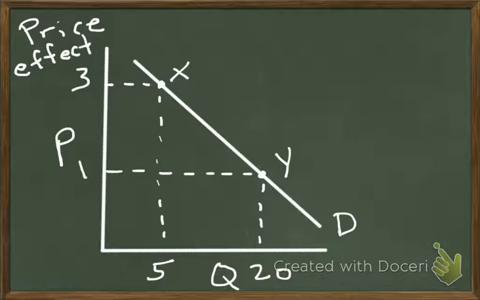So, as you can see, this price change only creates a change in the quantity demanded. It does not create a separate demand curve in either direction. That does not occur.